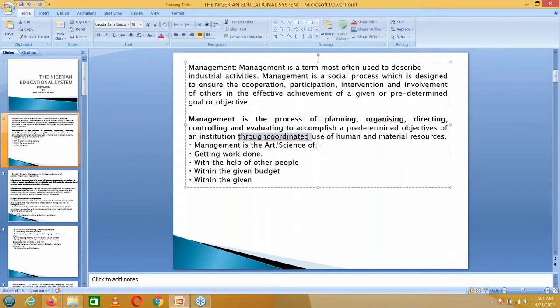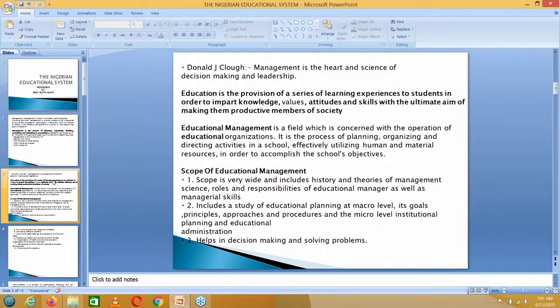We have different material resources under management. We have management as the act of science of getting work done with the help of other people within a given budget. Now let's look at educational management. But before we look at educational management, let's talk about education.